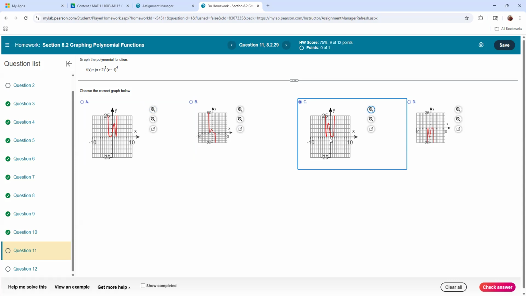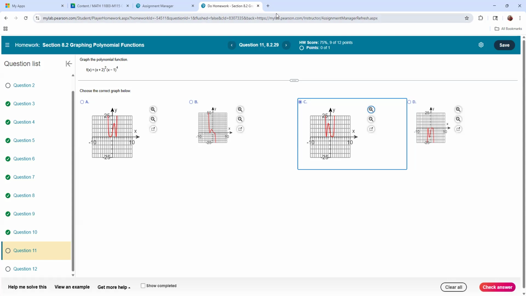Now look at these graphs. They go -10 to 10 for the x's, -25 to 25 on the y values. And if you look, it looks like the y values are going by fives. 5, 10, 15, 20, 25, okay? So I'm going to make them go by fives on the y values.